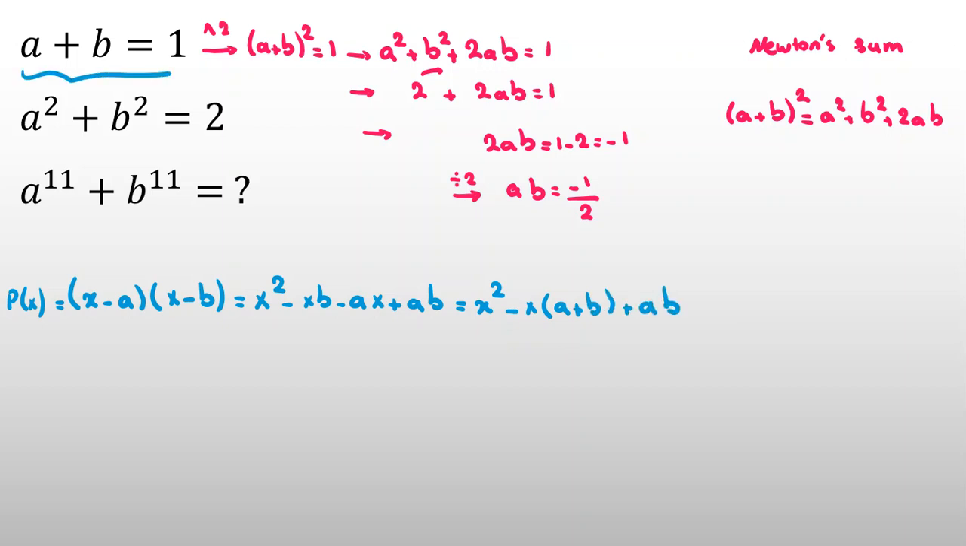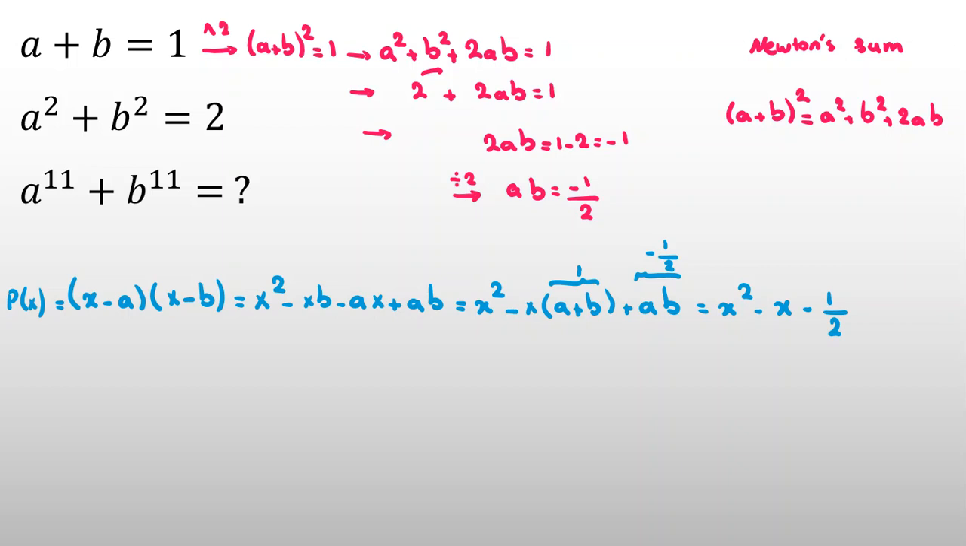A plus b is what? Is 1. ab is what? Negative 1 over 2. So it will be x squared minus x minus half. And for this quadratic equation, a and b are roots.